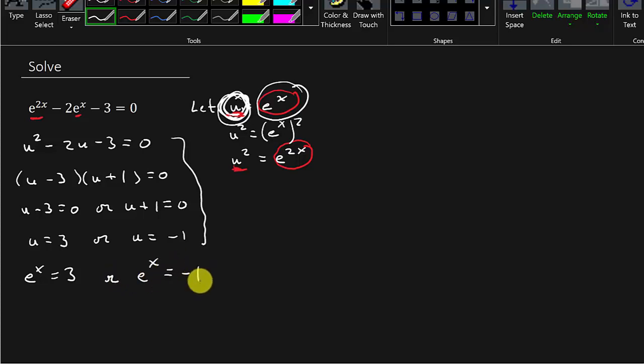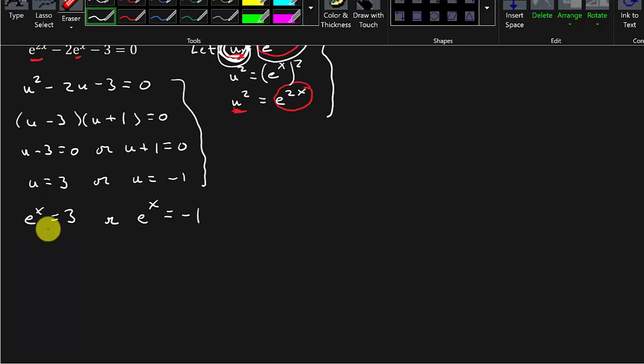All right. So basically what we're doing with all the substitutions, we're plugging in the u for e to the x and the u squared for e to the 2x. Basically what we're doing there is we're just getting it to something that looks familiar to us so we can solve it easier, and then we just plug the e to the x back in. Okay. All right. So now let's solve for x.